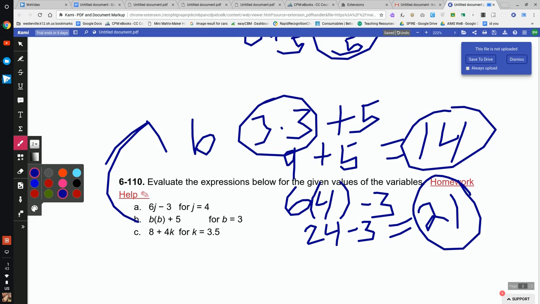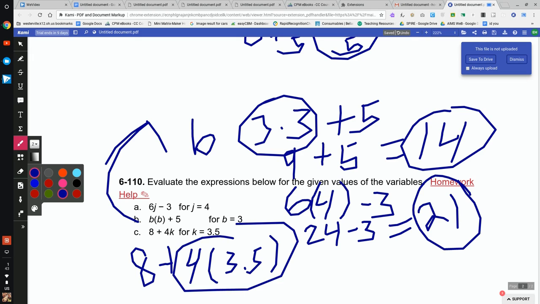K is then 3 1/2, so we have 8 plus 4 times 3 1/2. We got to do this first. Can't add the 8 yet. 4 times 3 is 12. 4 times a half is 2. So 4 times 3.5 is 14. 14 plus 8 is 22.